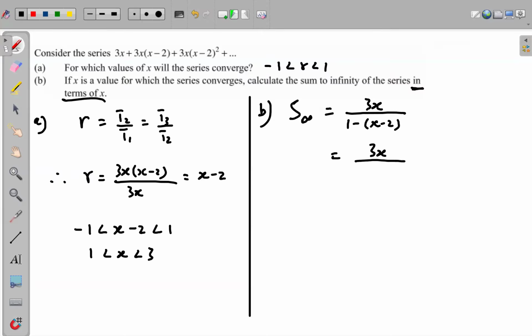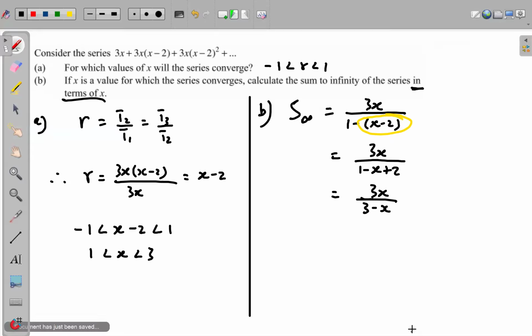Then this is 1. I want you to see again, I've emphasized this, how brackets are going to save you here. If you substituted this x minus 2 without brackets, you are doomed. So I hope you see again why it is good practice to always use brackets when substituting. And that's it. Your sum to infinity here is 3x over 3 minus x.